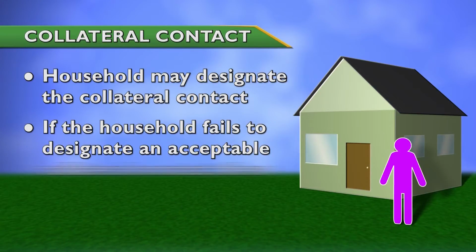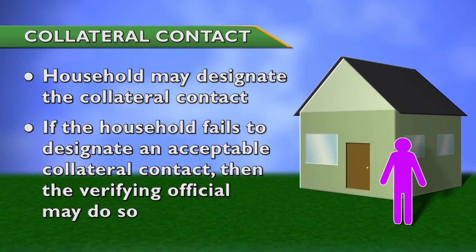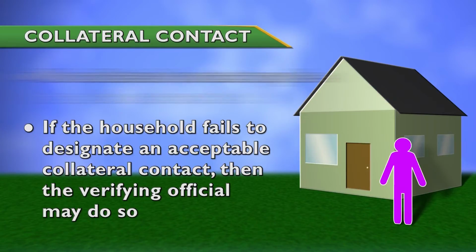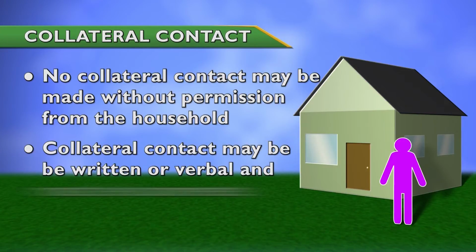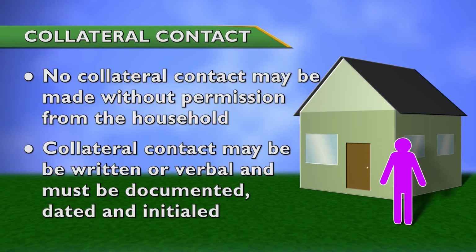However, if the household fails to designate an acceptable collateral contact, then the verifying official may do so. In either case, no contact may be made without first obtaining permission from the household to do so. Collateral contacts may be written or verbal and are to be documented, dated, and initialed.